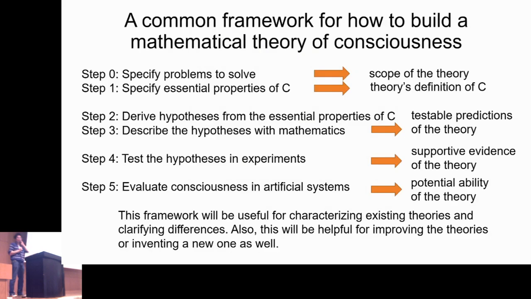Okay, so let me summarize this. This is the final slide. I, of course, explained IIT a little bit in detail, but my main point here is not to explain exactly IIT, but to propose a common framework for how to build a theory of consciousness, and in particular a mathematical theory of consciousness. In step 0, we need to specify the problem to solve. I sometimes cannot know what kind of problems a particular theory tries to solve. So this determines the scope of the theory.